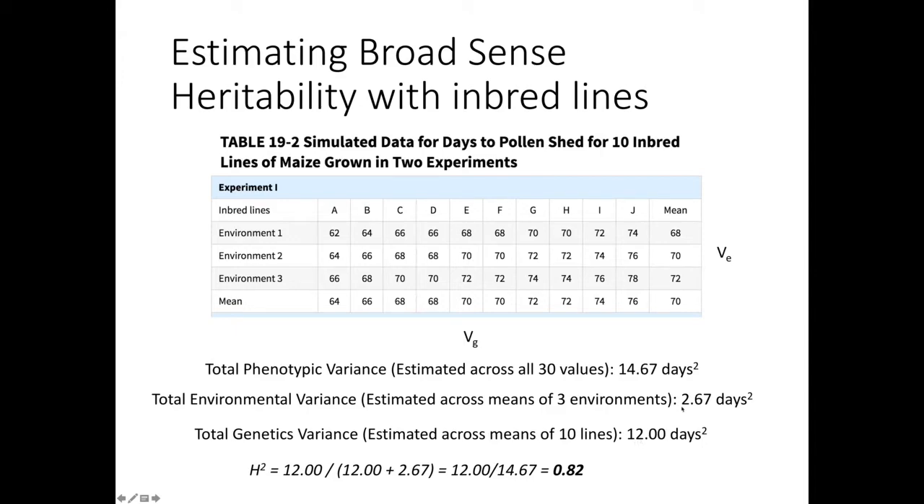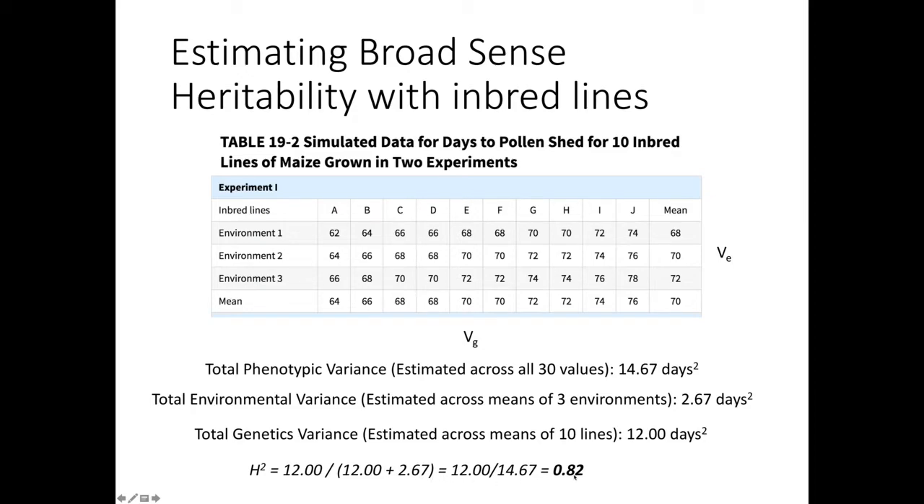So 12 plus 2.7 equals 14.67, which shows you that the total phenotypic variance is comprised of the total environmental variance and the total genetic variance. And if you calculate broad sense heritability, you get total genetic variance, which is 12.0, divided by the sum of 12.0 and 2.67, so you end up with 0.82.